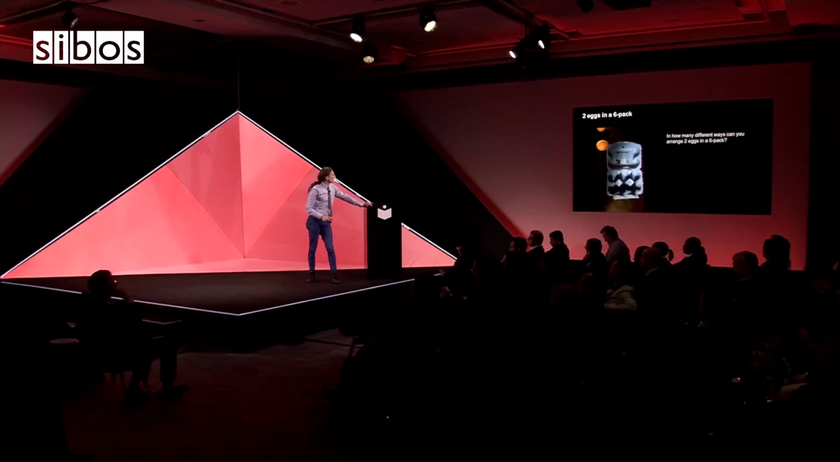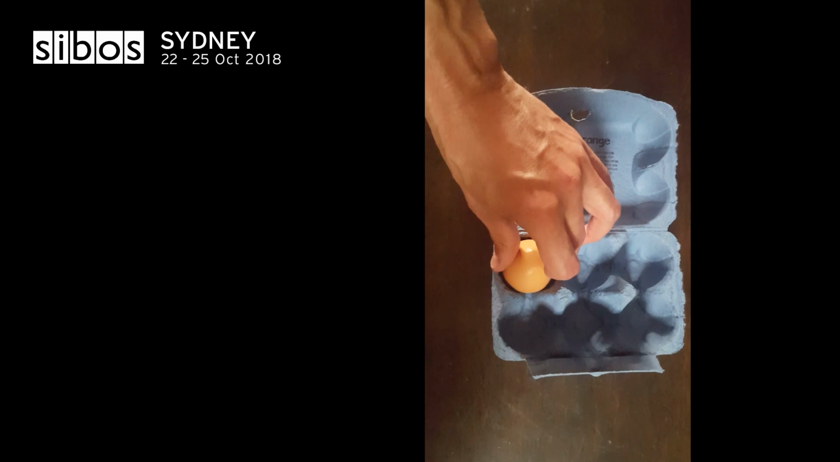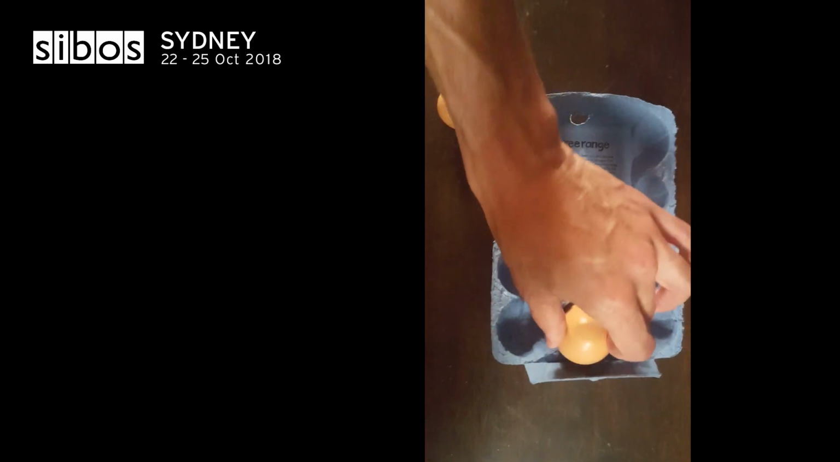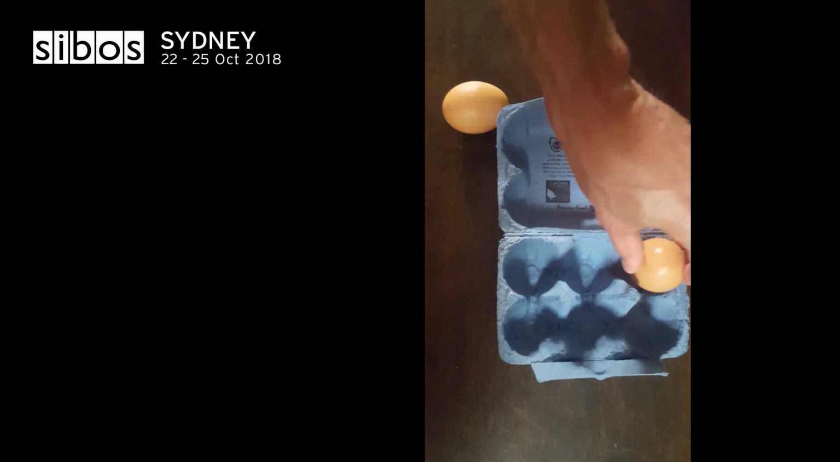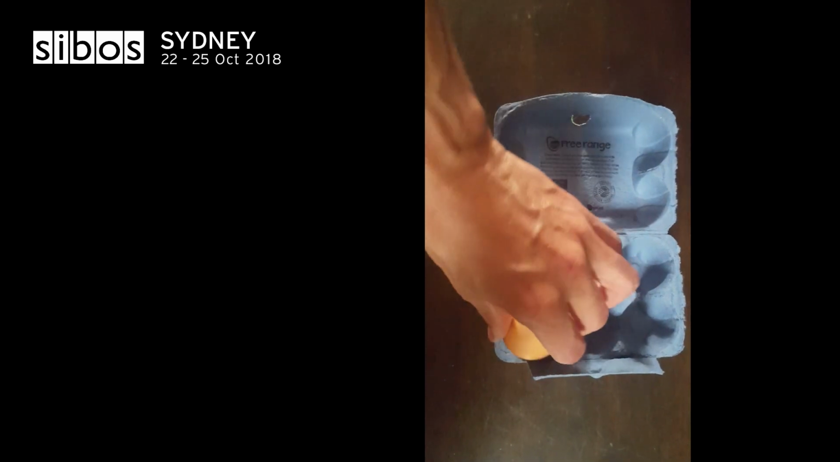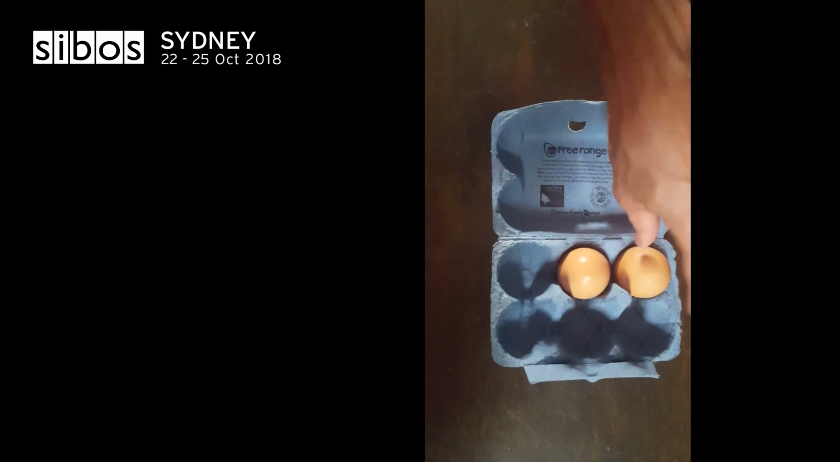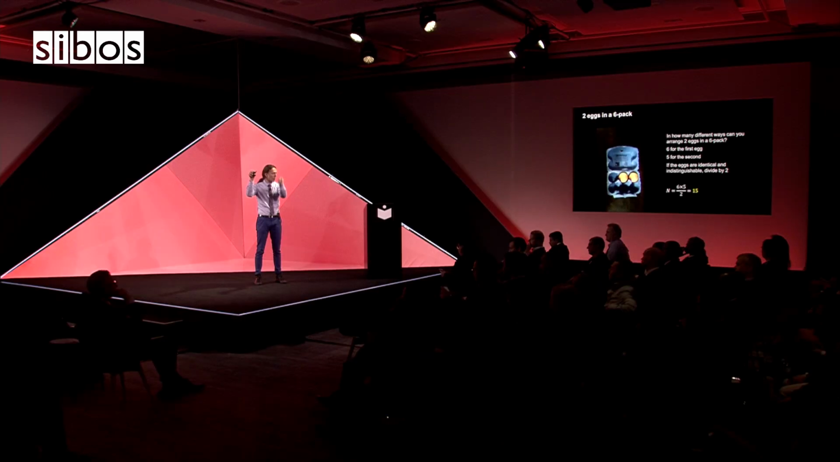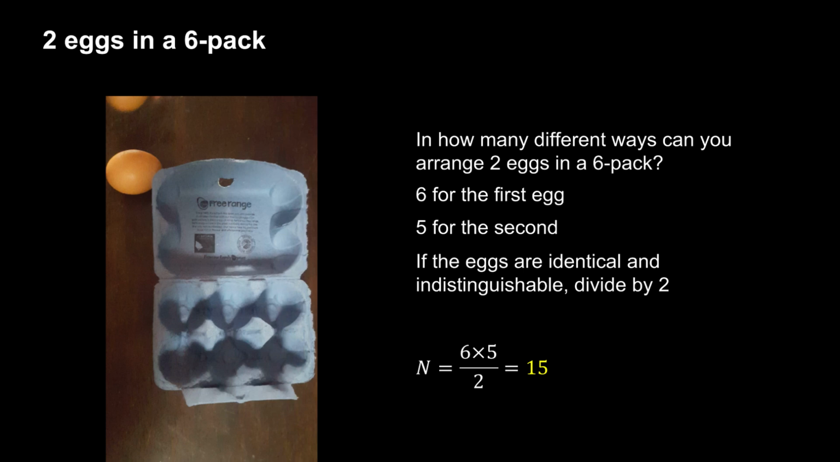So here's an example of a combinatorial problem. Let's say you have 2 eggs and a 6-pack of eggs. How many different ways can you put 2 eggs in a 6-pack? For the first egg, you've got 6 choices. For the second egg, you've only got 5 choices because one is already plugged. And if you consider the 2 eggs identical, it means you can swap them around and get the same configuration. So you divide by 2. So in total, you got 15 different ways to put 2 eggs in a 6-pack.